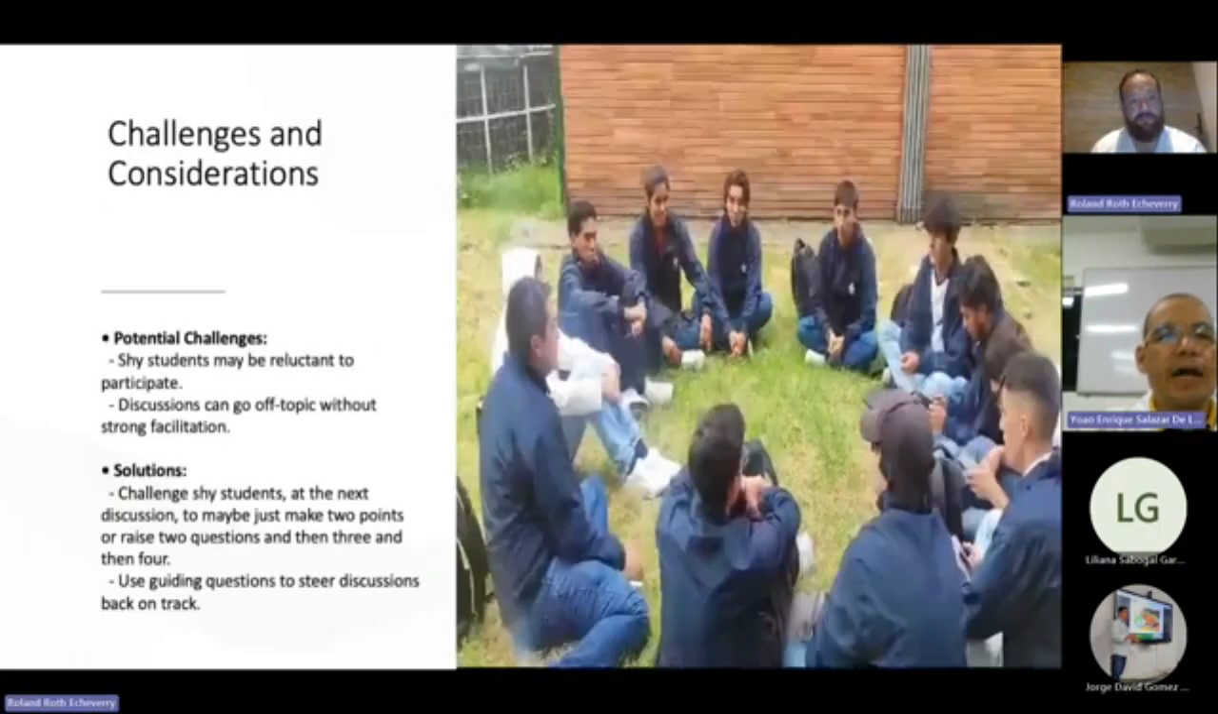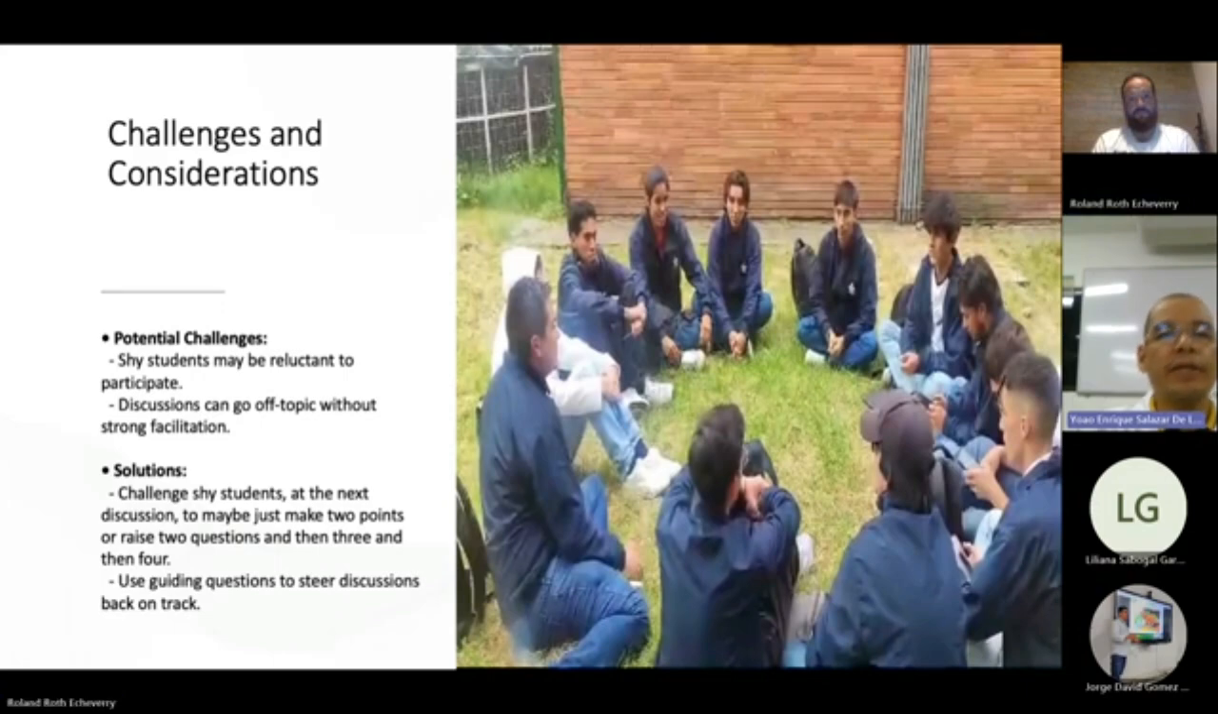Now, it is true that this method has many benefits, but it also presents some challenges that need to be addressed. For instance, as a teacher in a Harkness discussion session, you can have some shy students who may be reluctant to participate. Or on other occasions, you can have discussions going off topic without strong facilitation on the part of the teacher. However, these are challenges that have solutions.